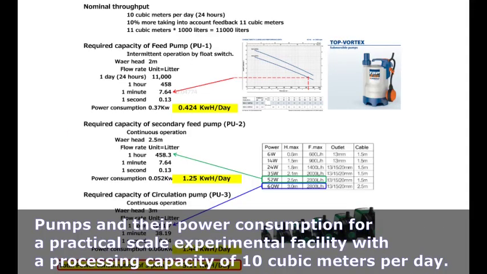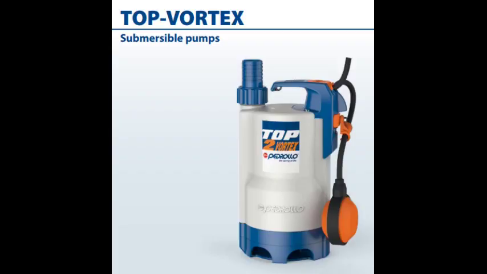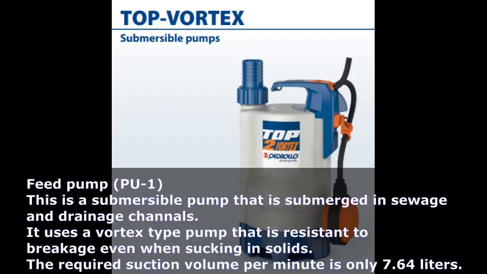Pumps and their power consumption for a practical scale experimental facility with a processing capacity of 10 cubic meters per day. Feed pump, Pu1. This is a submersible pump that is submerged in sewage and drainage channels. It uses a vortex-type pump that is resistant to breakage even when sucking in solids. The required suction volume per minute is only 7.64 liters.